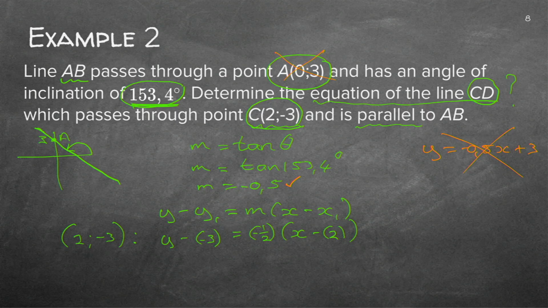So can you see what we've done? We've written our once off formula. I filled in the M, which I got from the previous line's M. AB's M was minus a half. So CD's M is also minus half because they are parallel. And they gave me a point, I substituted that. So this is y plus 3. This is minus a half x plus 1. If I take it over, it's minus a half x. 1 minus 3 is minus 2.